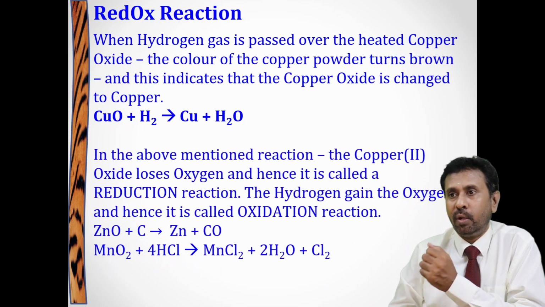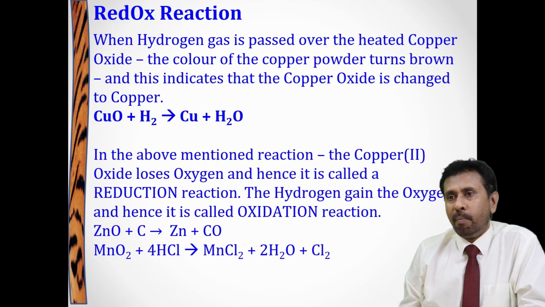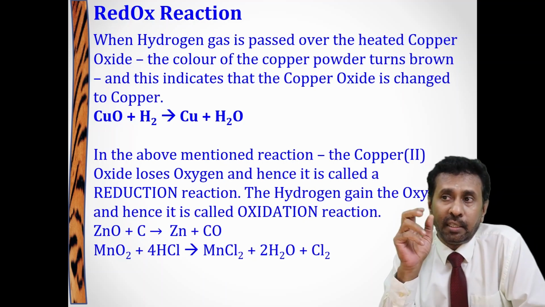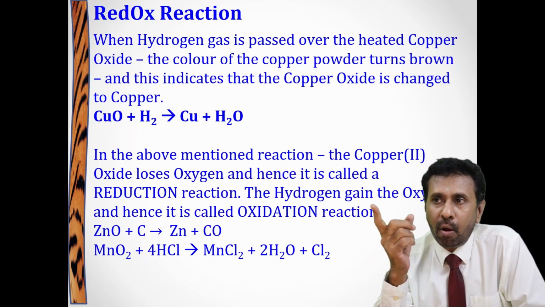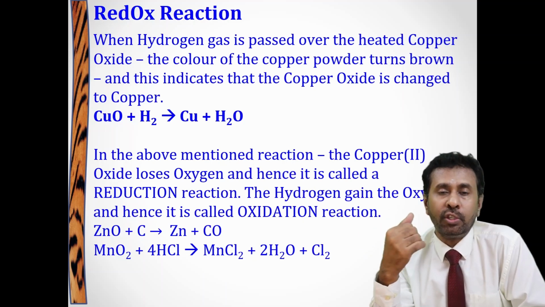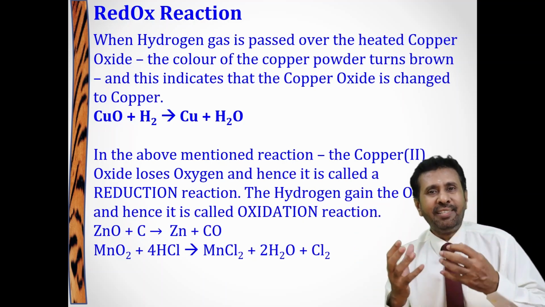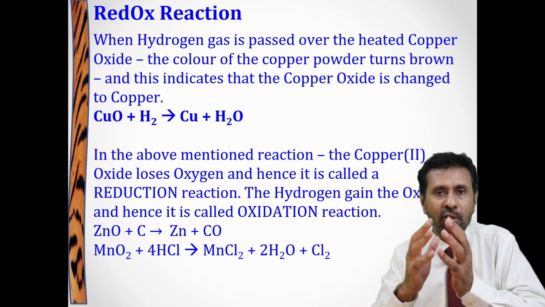Now let's go ahead and try to categorize them. In the above mentioned reaction, copper oxide loses oxygen, hence it is called a reduction reaction. The hydrogen gained the oxygen, hence it is oxidation for hydrogen. As far as copper is concerned in the above reaction, it is reduced because it loses oxygen. But with respect to hydrogen, it gains the oxygen, so it is an oxidation reaction. Generally, oxidation and reduction go hand in hand, and that's the reason they are called redox reactions.